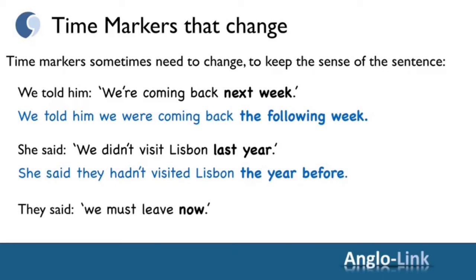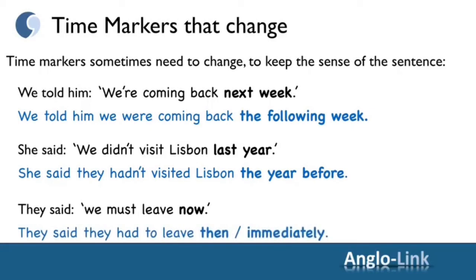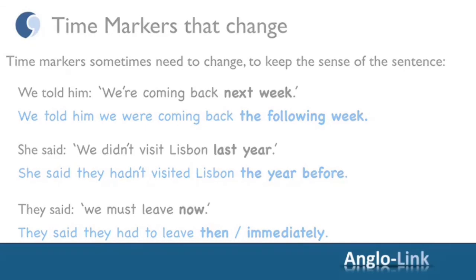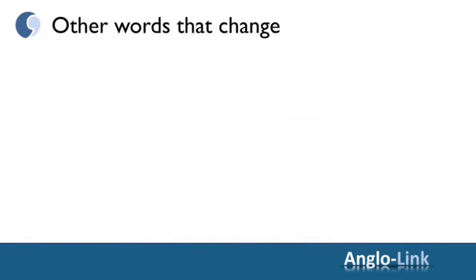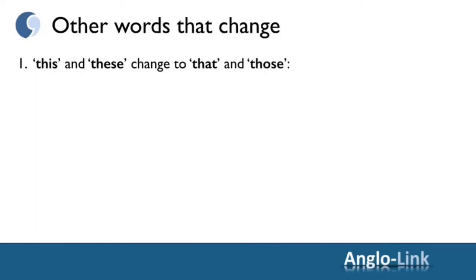Okay? Now, as for now, which is also one word that gives us difficulty, "We must leave now." They said they had to leave then. So now becomes then or immediately. We must leave immediately.